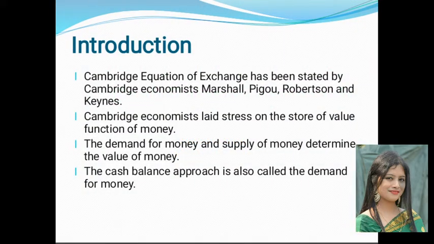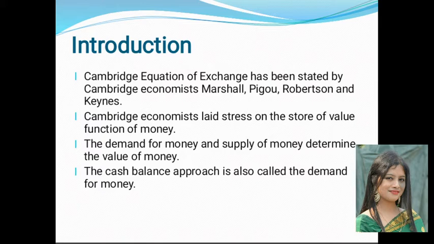As an alternative to Fisher's quantity theory of money, Marshall, Pigou, Robertson, and Keynes at Cambridge University formulated the Cambridge cash balance approach. Whereas Fisher's transaction approach emphasizes the medium of exchange function of money, the Cambridge cash balance approach was based on the store of value function of money.